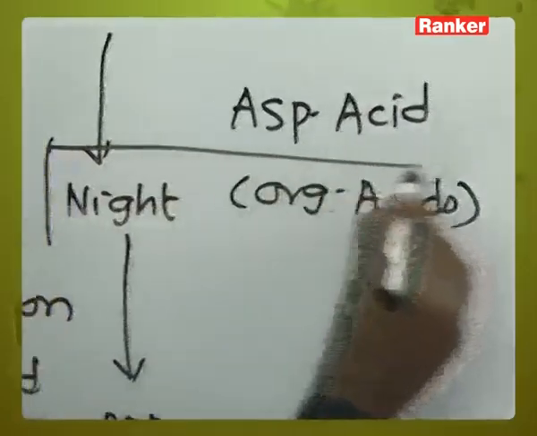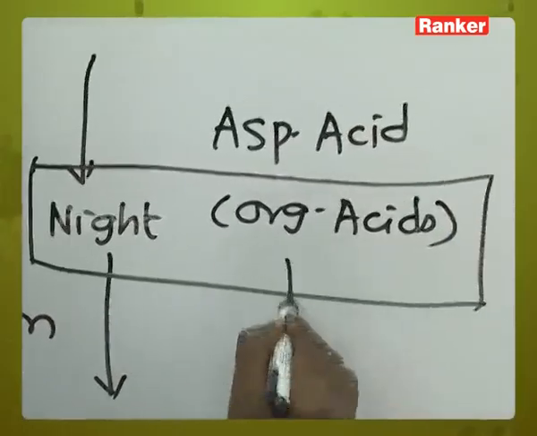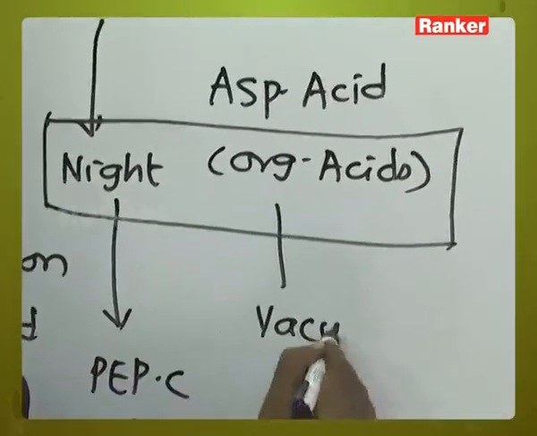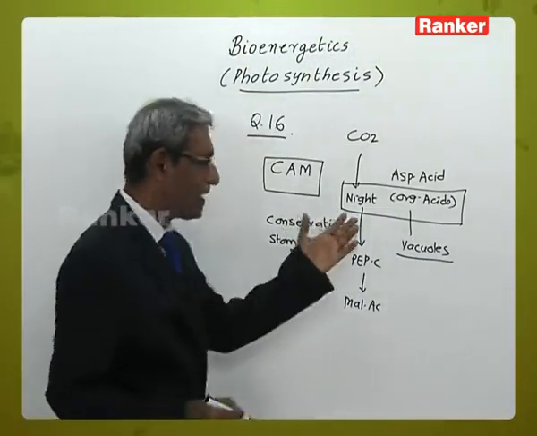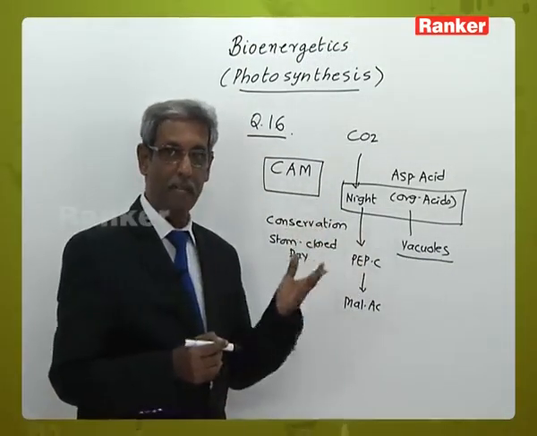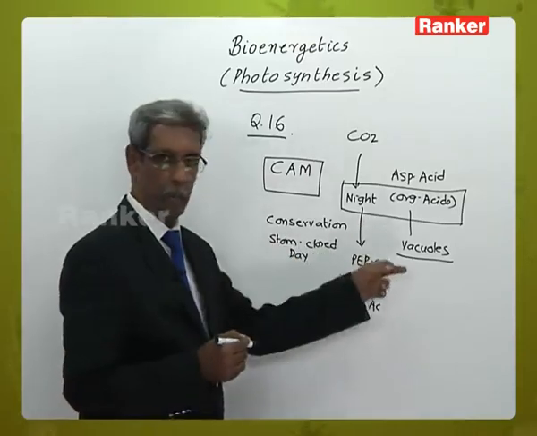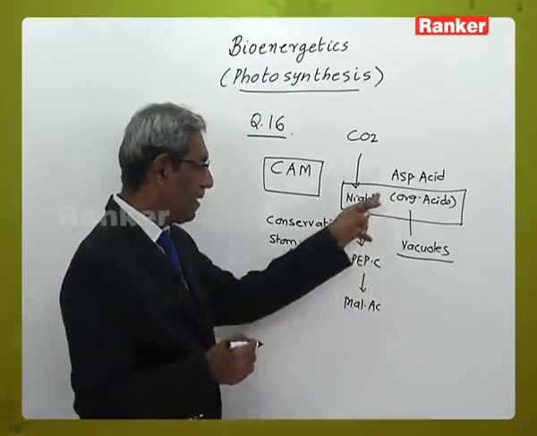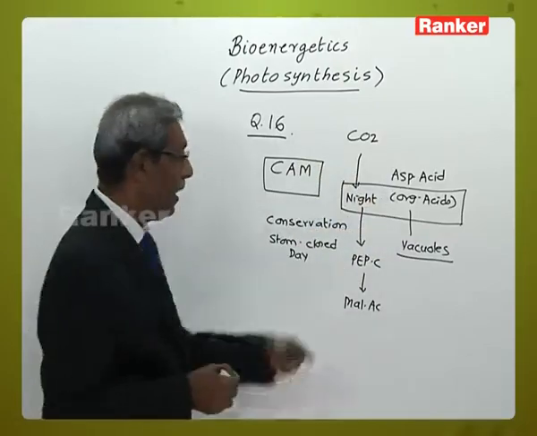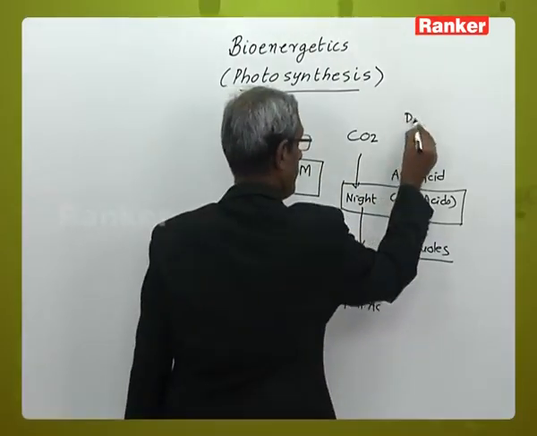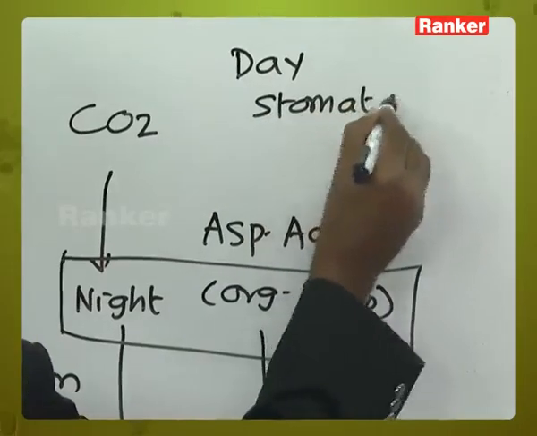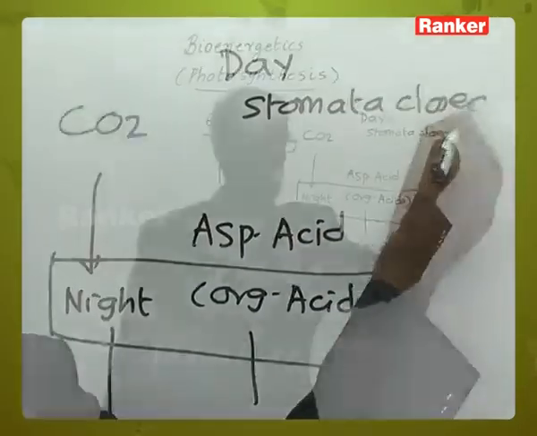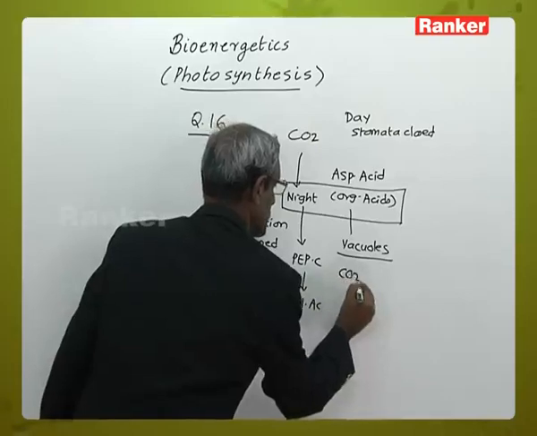which are synthesized and stored in the night in the vacuoles. So, during the night, organic acids accumulate in the leaf mesophyll tissues, and the same carbon dioxide which is trapped during the night is recycled during the day, when the stomata are closed.